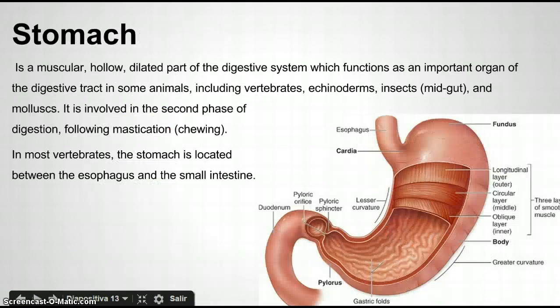Stomach is a muscular, hollow, dilated part of the digestive system, which functions as an important organ of the digestive tract in some animals, including vertebrates, echinoderms, insects, and mollusks. It is involved in the second phase of digestion, following mastication. The stomach is located between the esophagus and the small intestine.